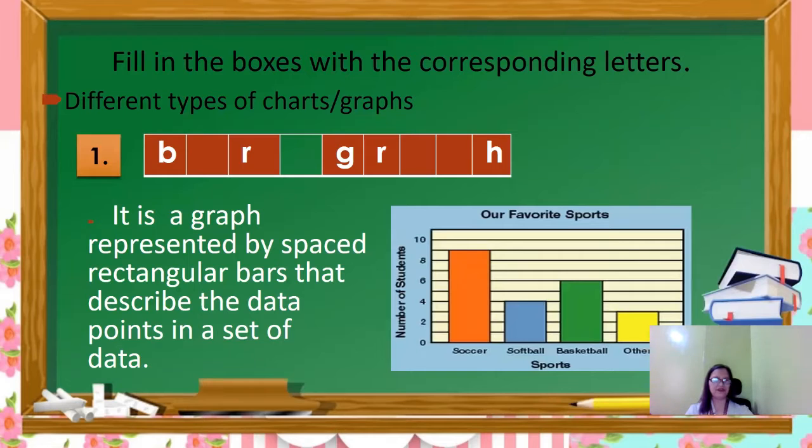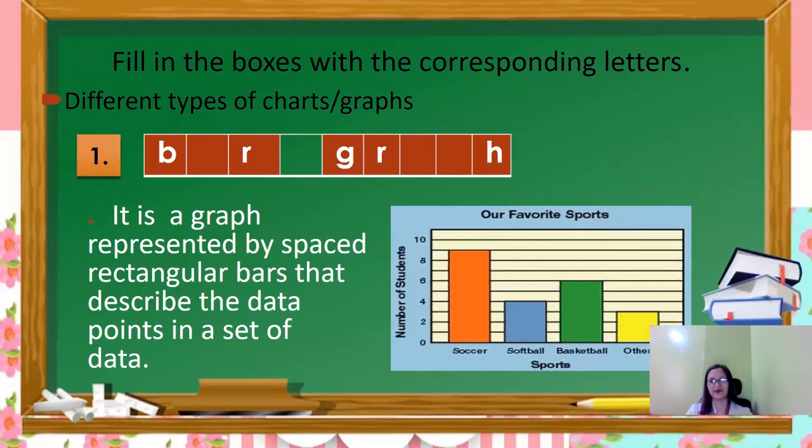So, pie graphs. This pie graph is one of the graphs that we use in presenting the given data. Others are the following. But before that, let us fill in the boxes with the corresponding letters. So we have here different types of charts or graphs. The first one is a graph represented by spaced rectangular bars that describe the data points in a set of data.